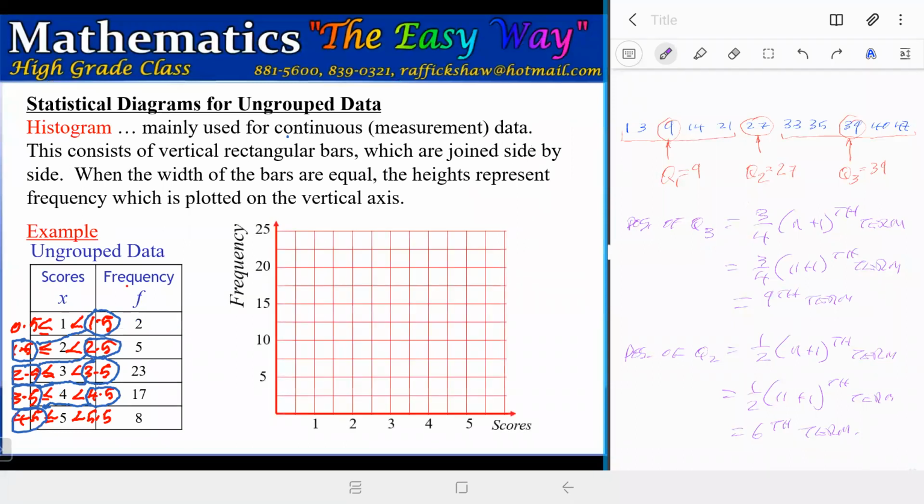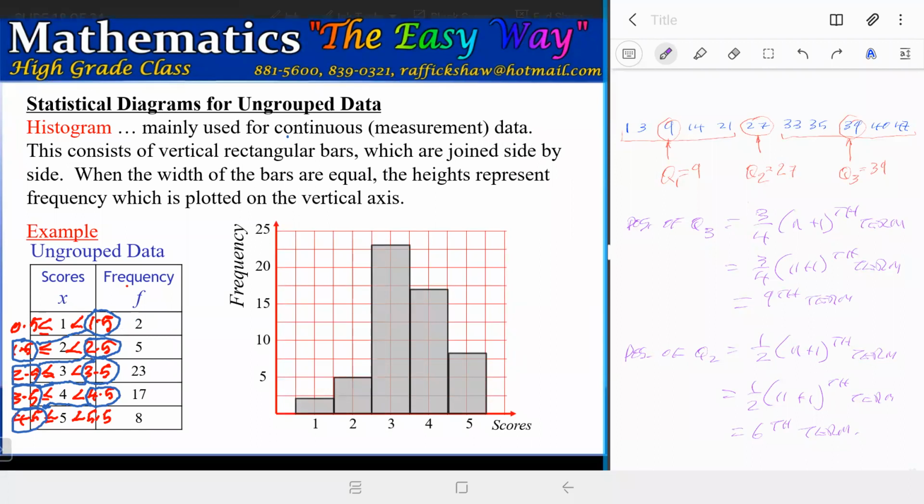So this is my histogram I'm going to draw now. That's my histogram. Let's look at the details of the histogram. Now you can see that the bars are joined side by side. They are joined at the boundary values.